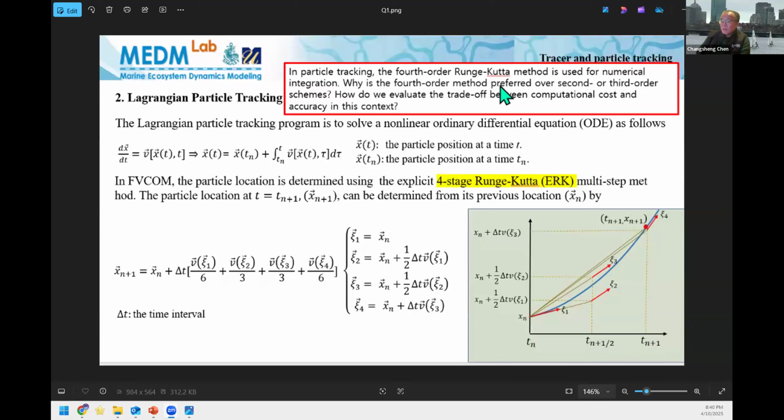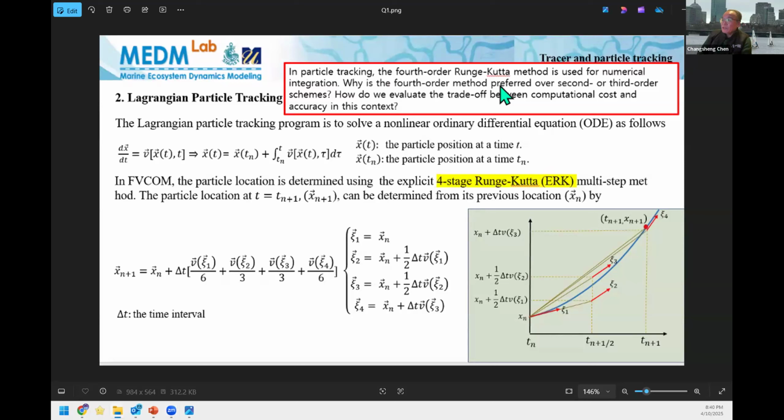The first one just said, why don't you use a first or second order accuracy for particle tracking? Okay, that's good. You use the high order because particle tracking really depends on how accurately you track the particle, right? It's not like the FVCOM solver. We use the first or second order accuracy for the momentum calculation, right?